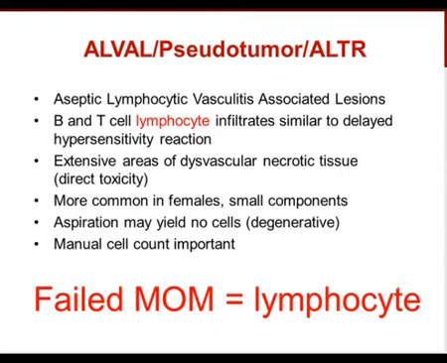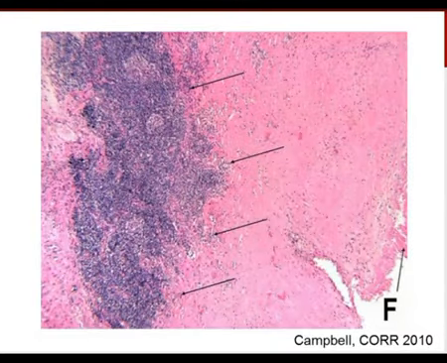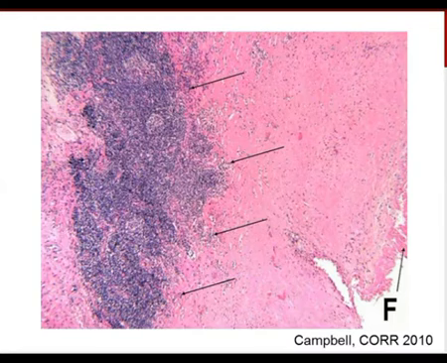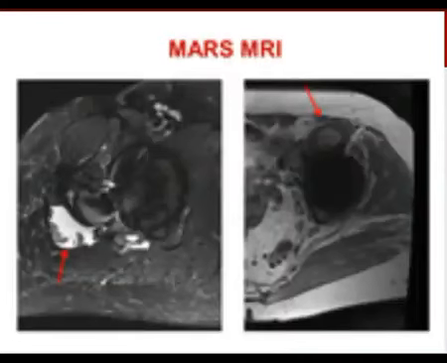It seems to be more common in females and small components, although I think that's not quite clear at this point. Often in aspirating these patients we'll get no cells. It's all degenerative material, and a manual cell count is important when working up these patients. If you get a question on the test involving a metal-on-metal hip and you see a histological slide like this with a number of lymphocytes, it's likely that the question is leading you down the path of an adverse local tissue reaction or ALVAL response to a metal-on-metal hip or a trunnion problem.